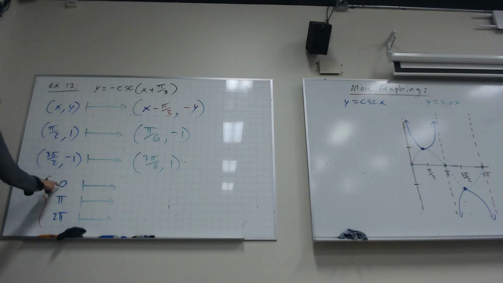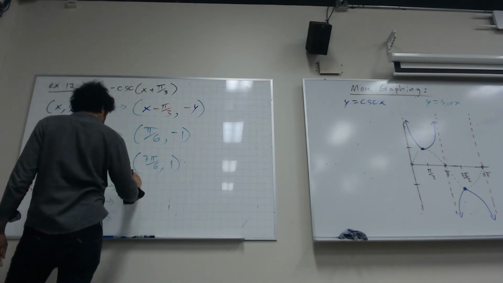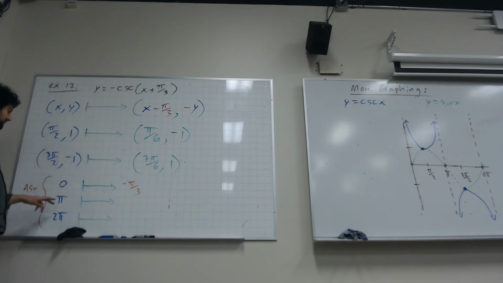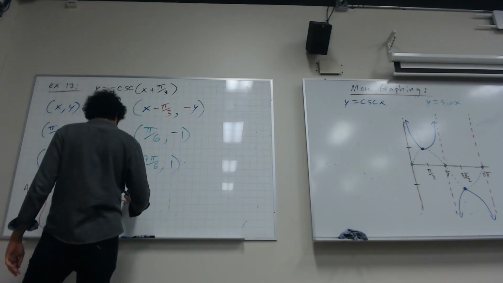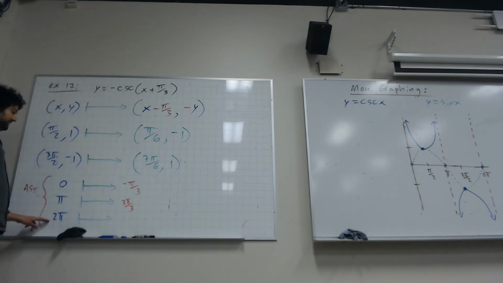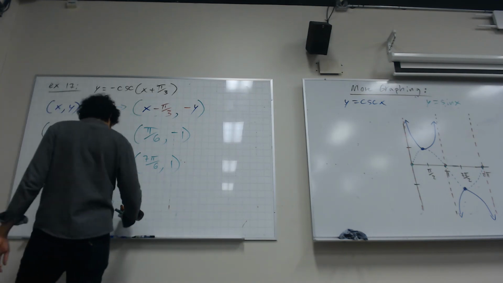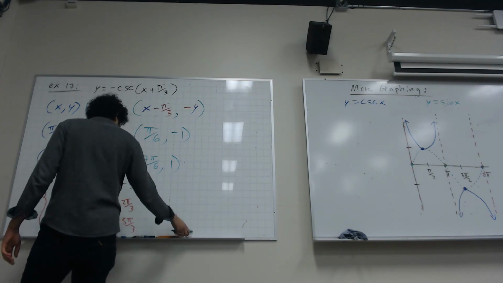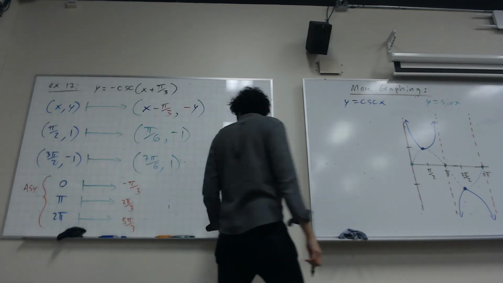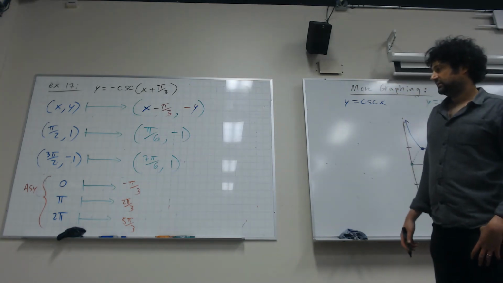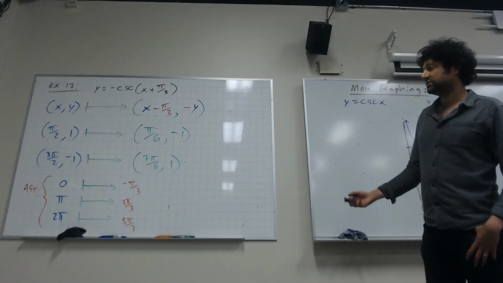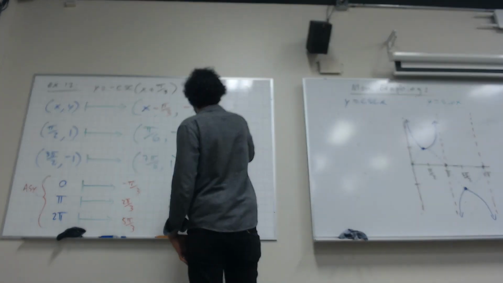Okay. So again, you put it in for x. What do you get? Good. You put it in for x again. The next one, what do you get? 2 pi over 3, and then you put it in for x. What do you get? Yeah. Okay. So if you want, we could start with the asymptotes first for a change. Let's start with the asymptotes first.